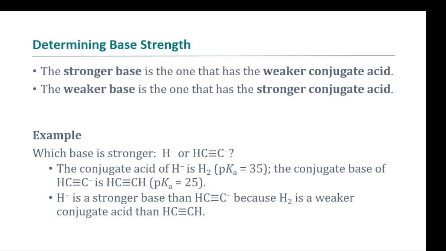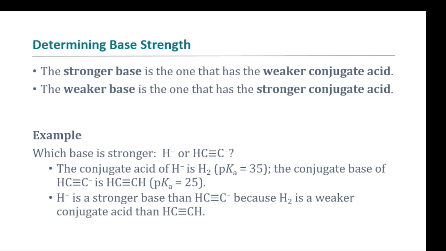So a stronger base is going to be one that has a weaker conjugate acid. The strength of a base is the weakness of its conjugate acid. Okay. Alternatively, the weaker base is going to be one that has a stronger conjugate acid. You can always think of it as a duality. Is that making sense? Okay.